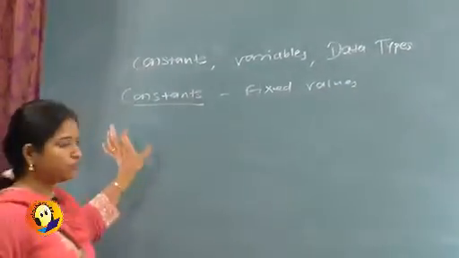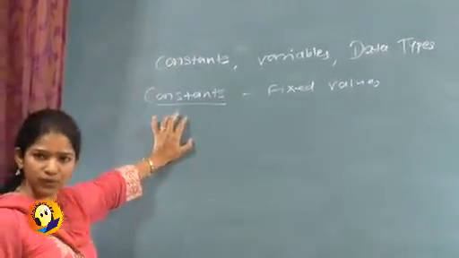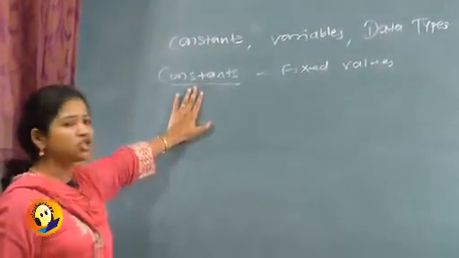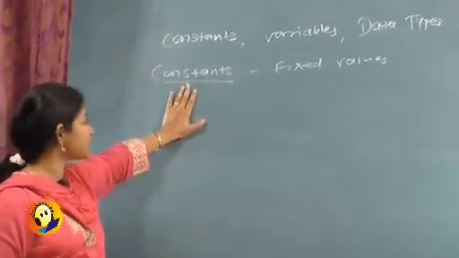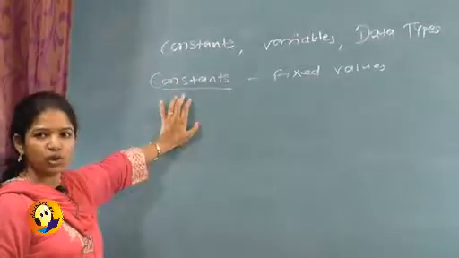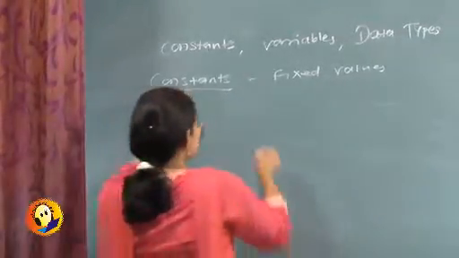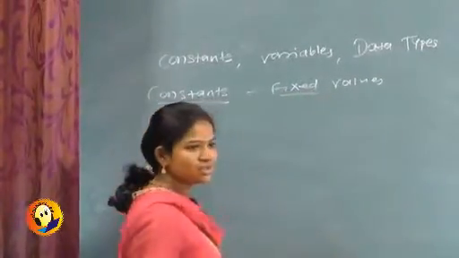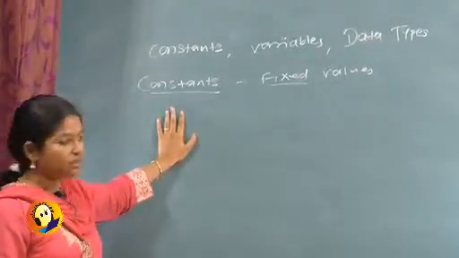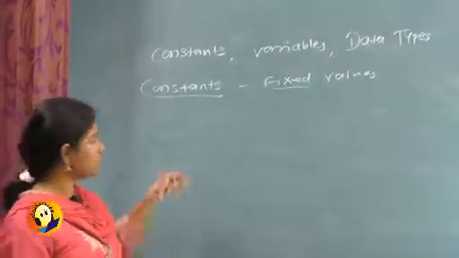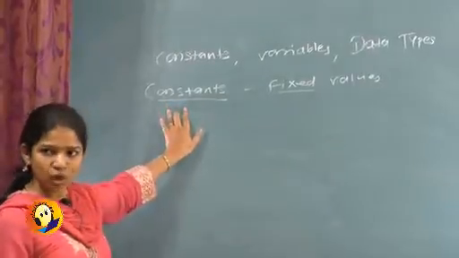The values which are fixed during program execution, we cannot change. Whenever we assign a constant value, we cannot change that value. So these are fixed values or constant values during program execution. We cannot change those particular values. Such types of values are called constants.